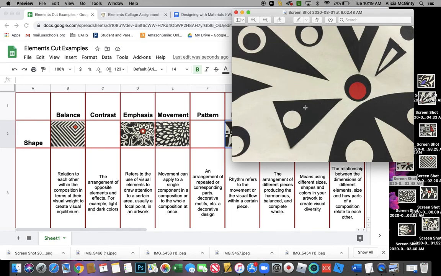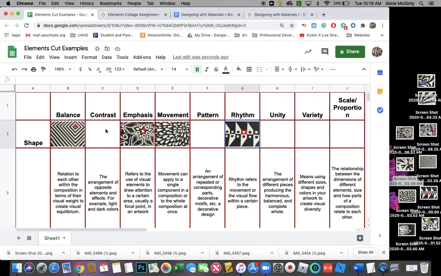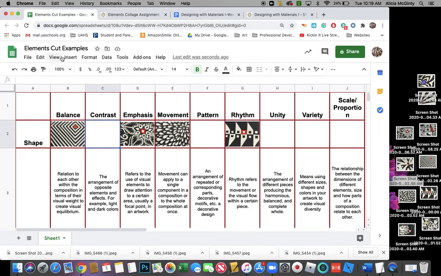I think they did a good job of contrasting colors. Obviously, most of these are contrasting with the black and white, but they also did a nice even job of white and black. And then they also contrast the shapes. So they have circles, which are soft round shapes, against these hard edge triangles, but they still work together. So they did a really good job of making a contrast of shapes. So I'm going to put that one right here in contrast.